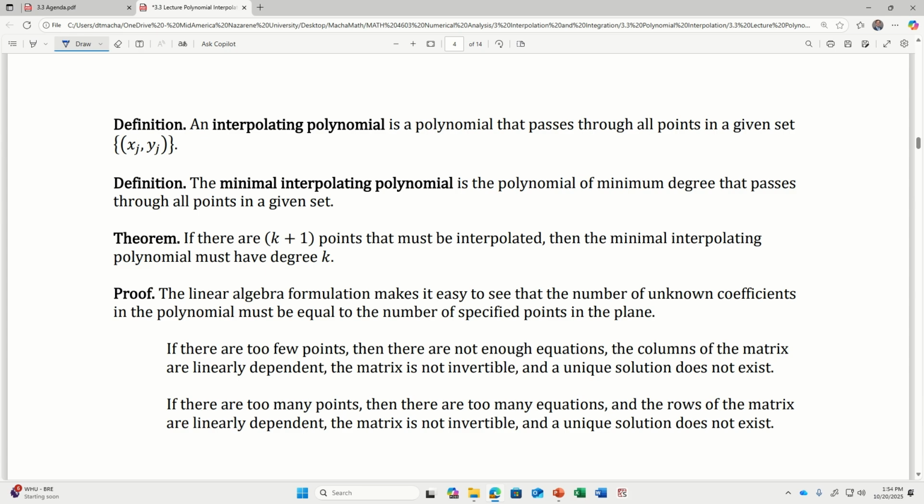Because if I specify 3 points, then in general I need a quadratic polynomial to go through 3 points. If I specify 4 points, then in general I need a cubic polynomial to interpolate 4 points. If I give you 500 points, then in general I will need a polynomial with degree 499 to interpolate those 500 points. So we're going to use k plus 1 to represent the number of points that should be interpolated from now on in this class. And the minimal interpolating polynomial would then have degree k.